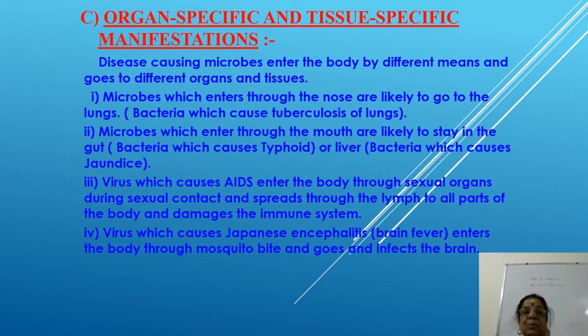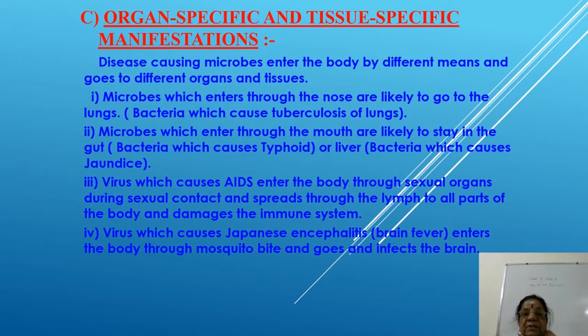Microbes which enter through the mouth are likely to stay in the gut. Gut means digestive tract. For example, the bacteria which cause typhoid, Salmonella typhi, the causative agent. Or the liver is affected, causing jaundice. The hepatitis virus affects the liver, causing jaundice. I hope you could follow this.